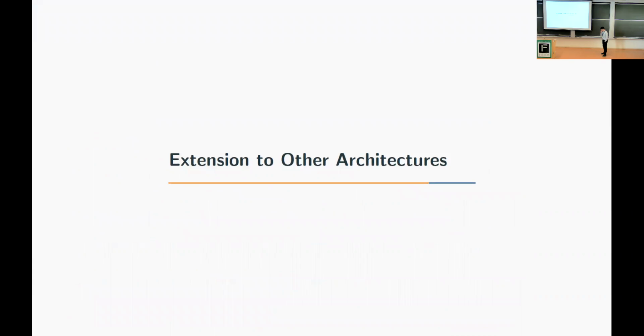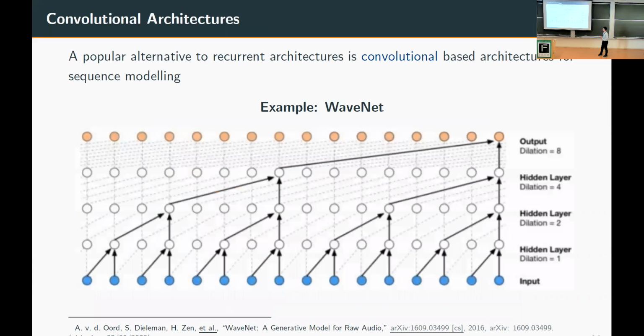Okay, so I'll end off with the extension of some of these results to the other architectures, because this kind of functional or sequence functional approximation framework is very useful because it allows us to also derive similar results for other architectures and see what's different. Okay, so one popular architecture is the so-called WaveNet that's very often used in text-to-speech kind of applications.